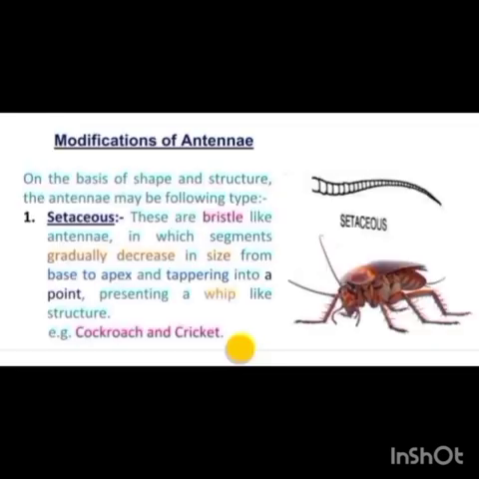Then types or modifications of antenna on the basis of shape and structure. The antenna may be of the following types. 1. Setaceous. These are bristle-like antennae, in which segments gradually decrease in size from base to apex, tapering into a point and presenting a whip-like structure, e.g. cockroach and cricket. Here is the picture of setaceous antenna on the right side.